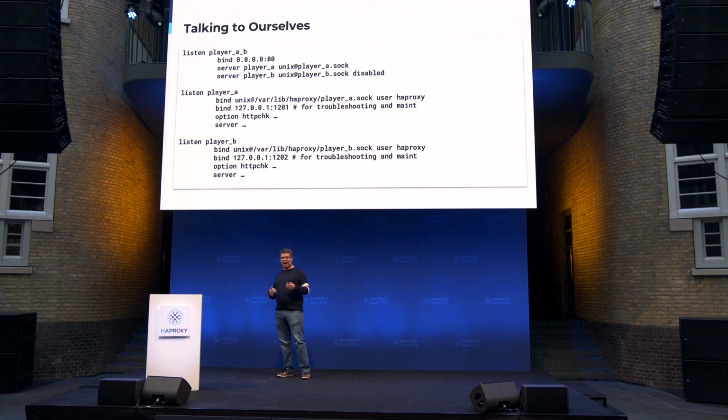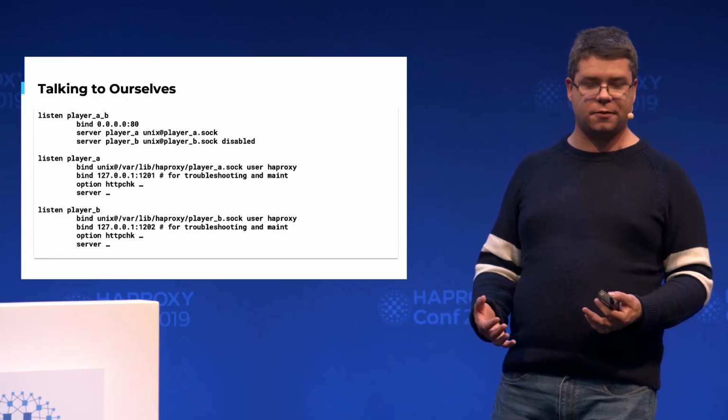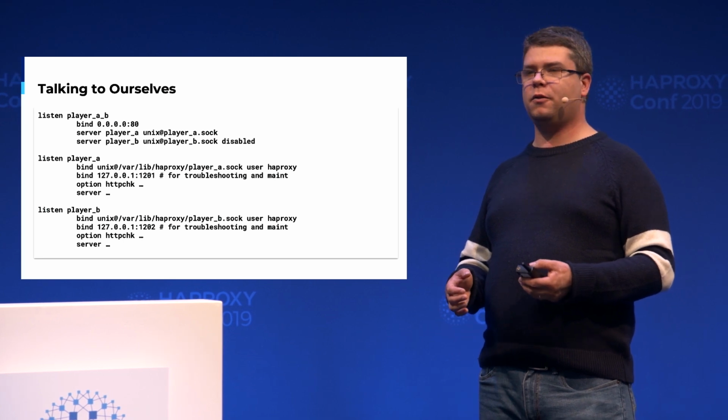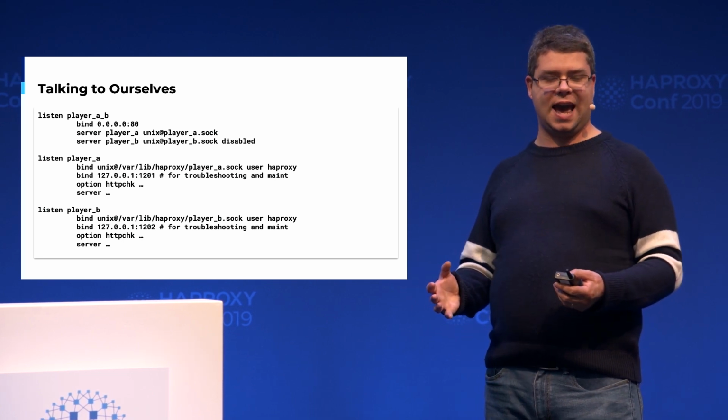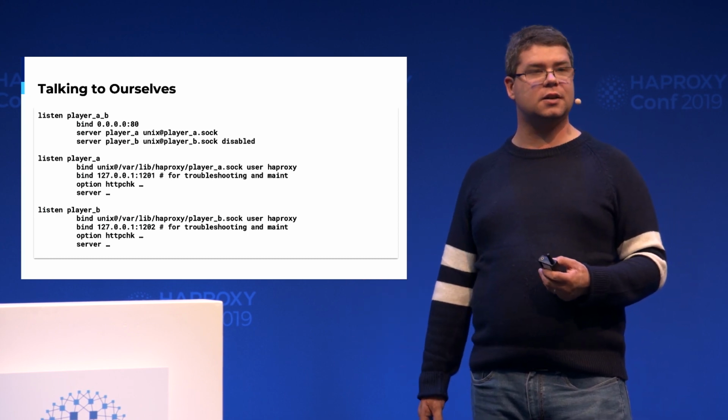We have the actual front-end listener listens on the external port, and all it does is it says, talk to myself on a Unix socket. One of these is active, one of these is inactive. And then we have 2 more listeners on those Unix sockets that go to the actual servers. They support health checking. They do all of that stuff. They're also accessible via TCP port for developer troubleshooting and for the script that actually manages the deployments.